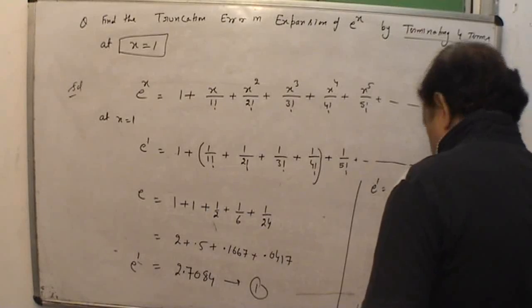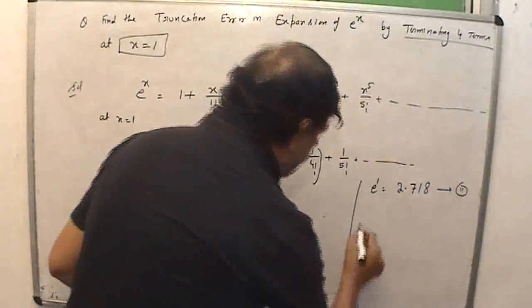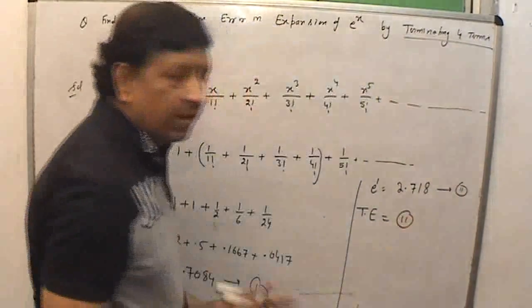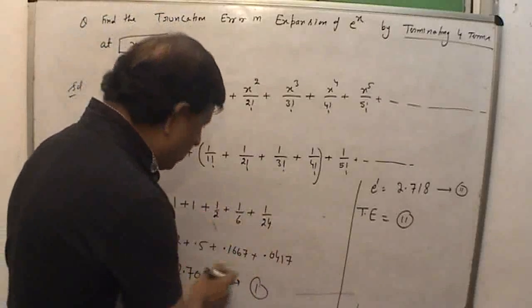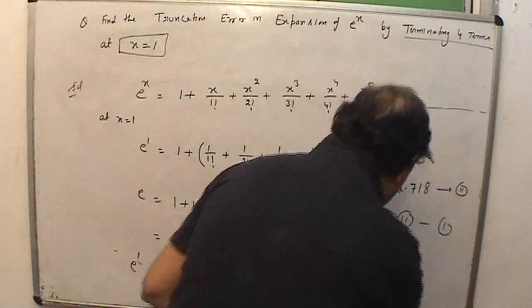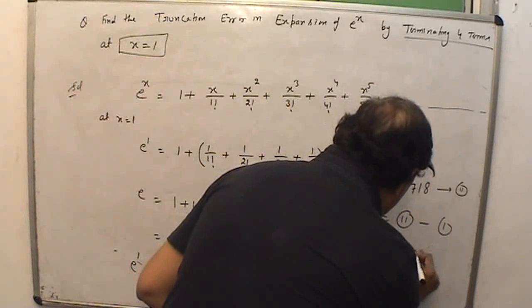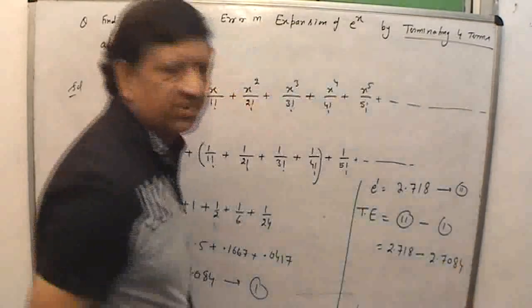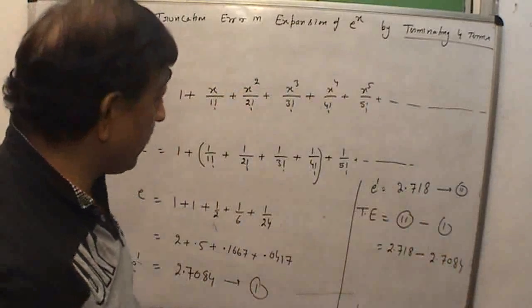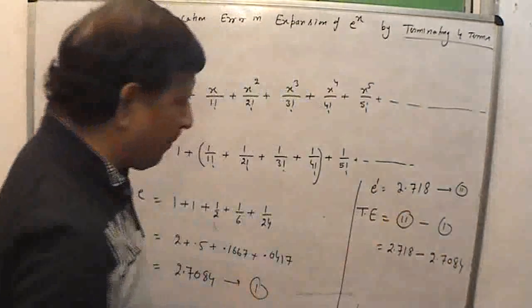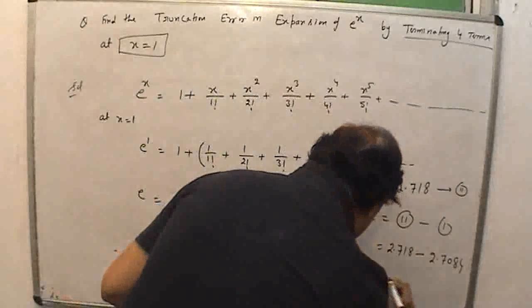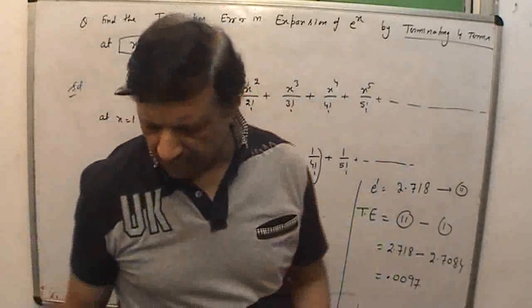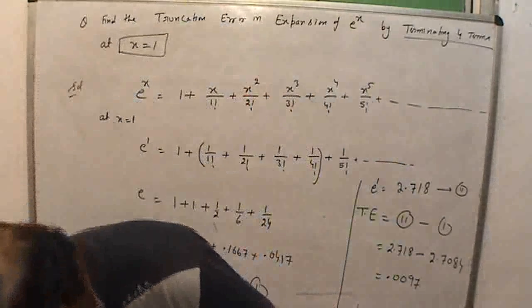Now, how to find the truncation error? Truncation error is equal to actual value minus approximate value. Actual value is 2.718 minus 2.7084. Same formula which we followed in the absolute error: true value minus approximate value, and that will give you 0.0097. In this way, we find the truncation errors in the power series.